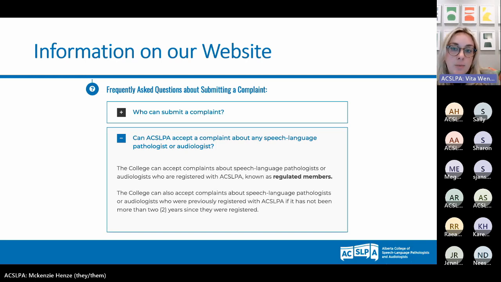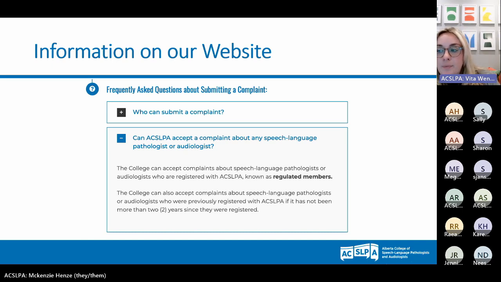And that's available to potential complainants, but it's also available to regulated members for their education, if there is interest. Just on the screen and very briefly, the FAQ on this slide focuses on who can have a complaint made against them. What the Health Professions Act says is if they're regulated members, or if they're former regulated members for up to 2 years after they were registered.